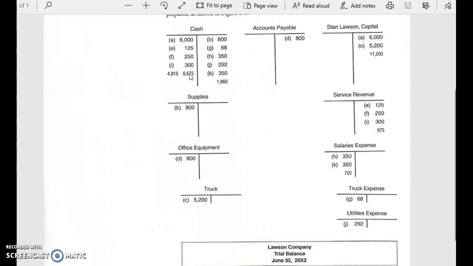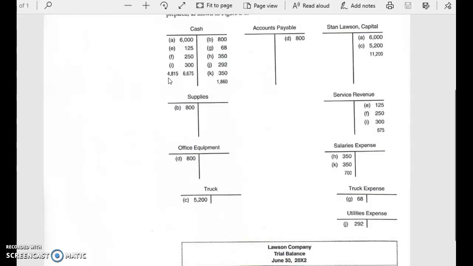The next step is we subtract this number, 1,860, from 6,675. Well, since the number on the debit side is larger, it's going to be a debit balance, and this is our balance of the account, $4,815. Now, that's right because cash is an asset, and an asset has a normal debit balance.